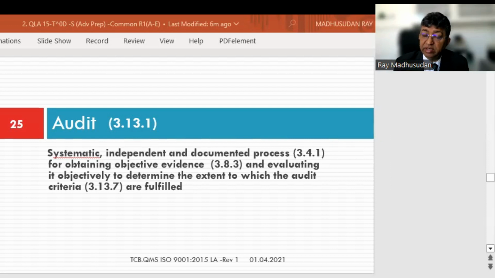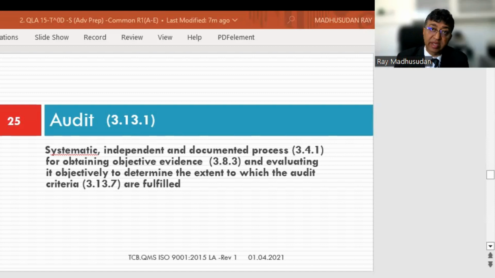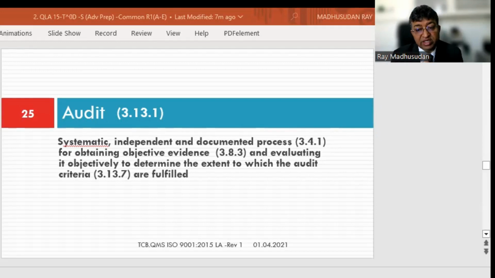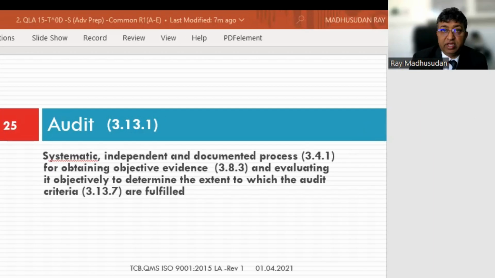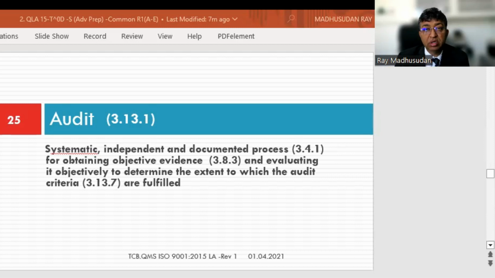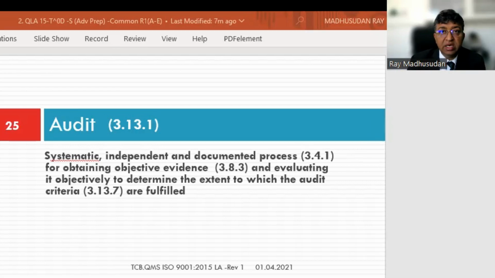And what is the intent? To determine the extent to which the audit results are meeting the criteria. In other words, the extent to which the requirements of the audit criteria are fulfilled, are meeting the requirement. This is what is audit. So it's basically a performance evaluation process. Systematic, independent, documented process for obtaining objective evidence, evaluating it objectively to determine the extent to which the audit criteria are fulfilled. Now, if it is fulfilled, we call it conformity. If it is not fulfilled, we call it non-conformity.